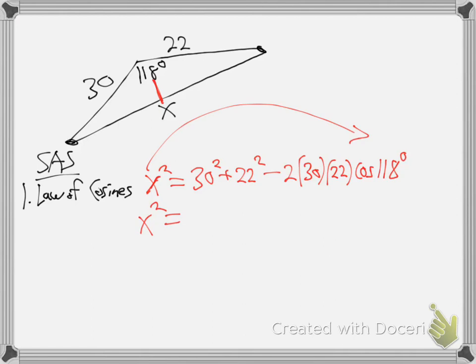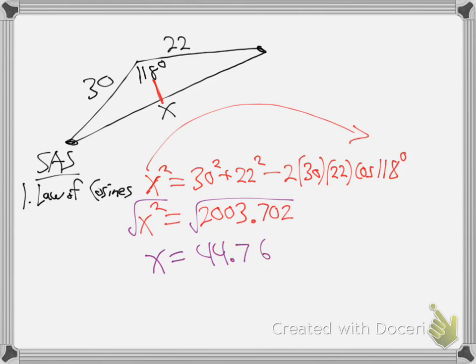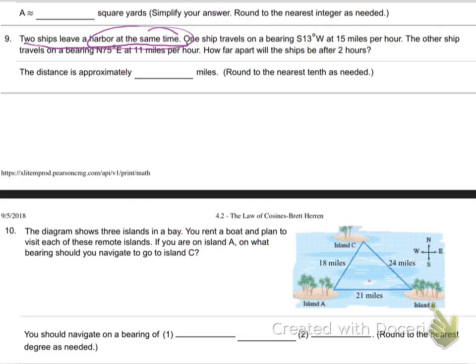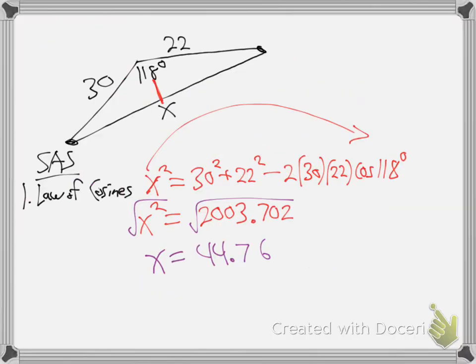So I'm getting 2003.702 and then root it. I'm going to do square root of answer. I'm getting 44.76. I don't know how far they want me to round. What'd they say? Round to the nearest tenth. So 44.8 miles. So those two ships would have to be 44.8 miles apart at that instant, at exactly 2 hours.